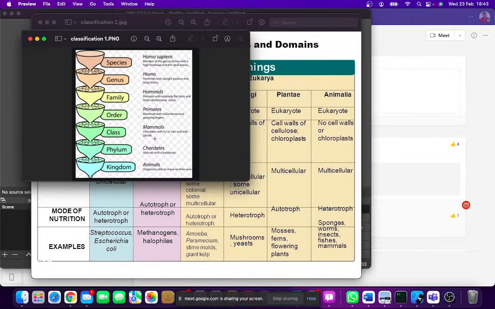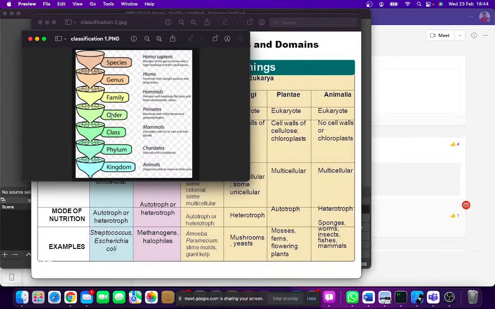So animals that can do such are known as mammals. And you know, it's not only human beings that are mammals. We also have chimpanzees and gorillas. They can also do that. They have furs and they can feed their kids with breast milk.